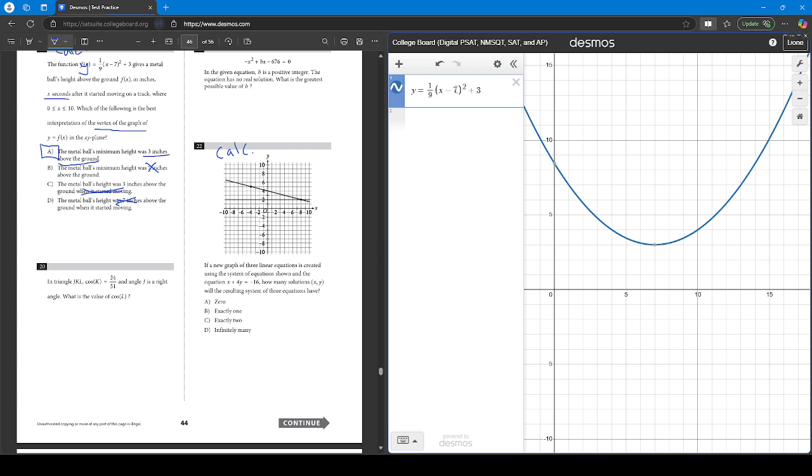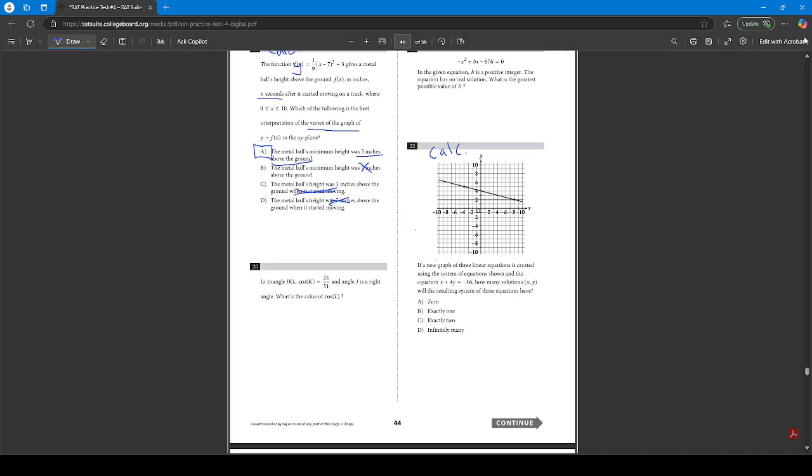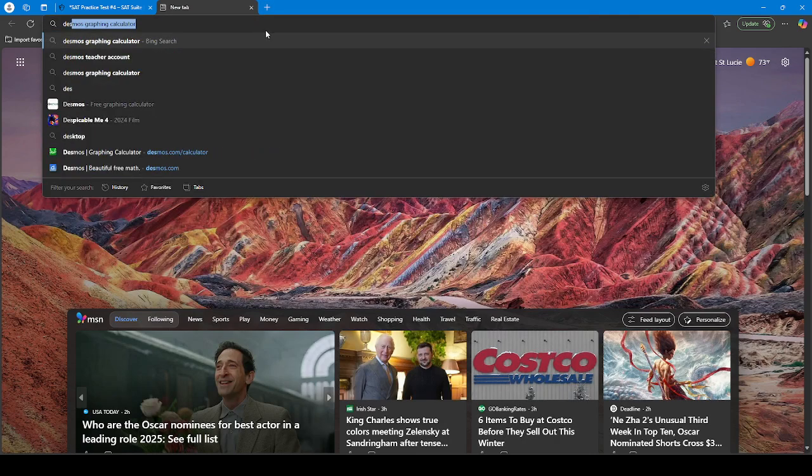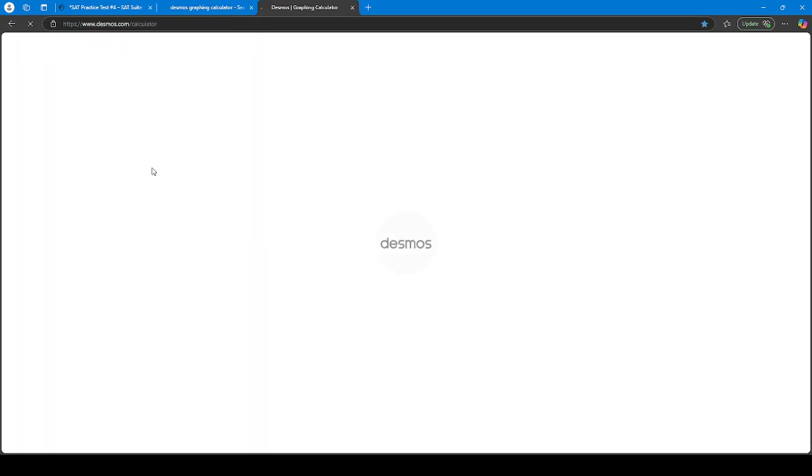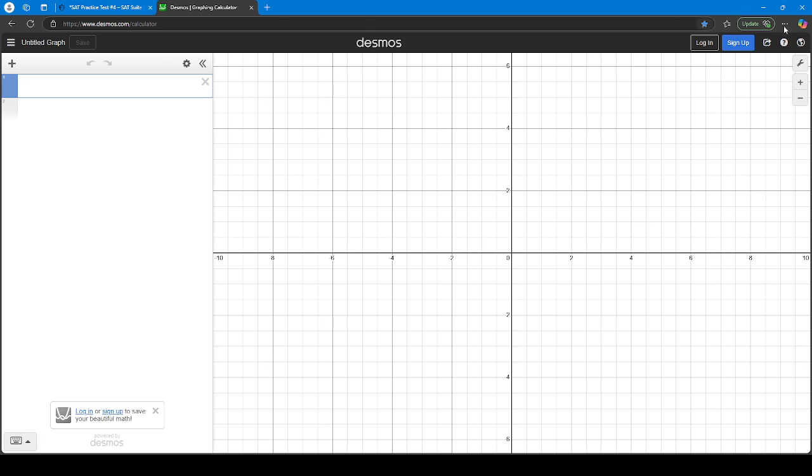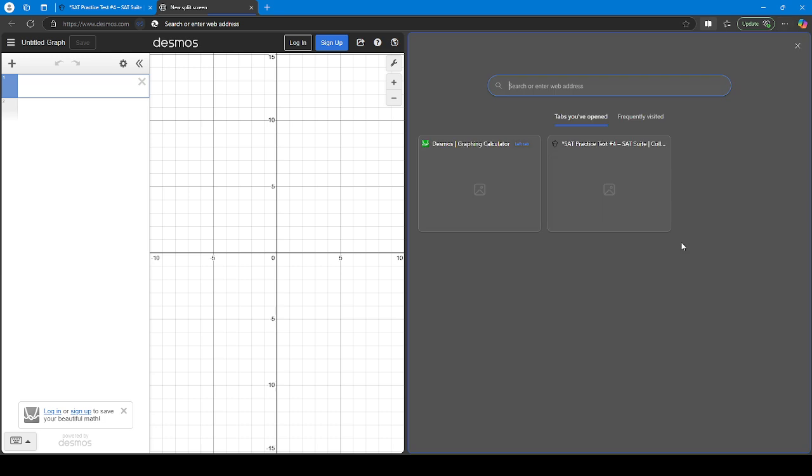Uh-oh, why won't it let me clear that? What have I done to my mouse? Sorry about that.